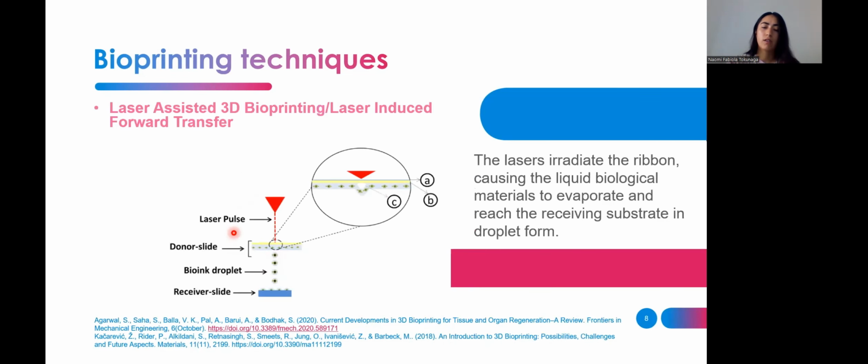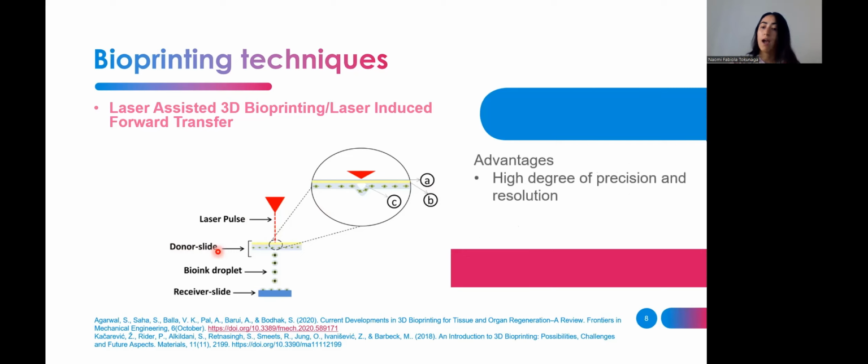This is followed by laser-assisted 3D bioprinting. In this case, the lasers irradiate the ribbon, which in the schematic diagram is also known as the donor slide. It causes the liquid biological materials to evaporate and reach the receiving substrate in droplet form. It has a high degree of precision and resolution, but it is an expensive and time-consuming technique.